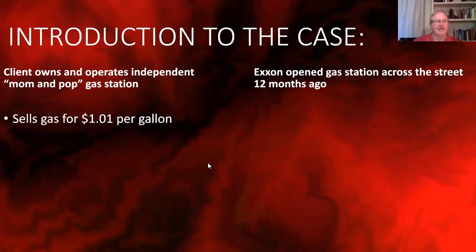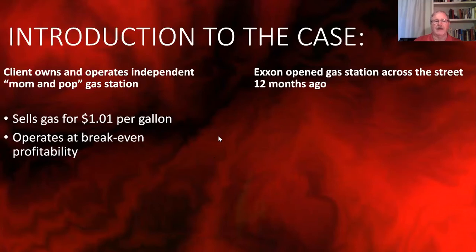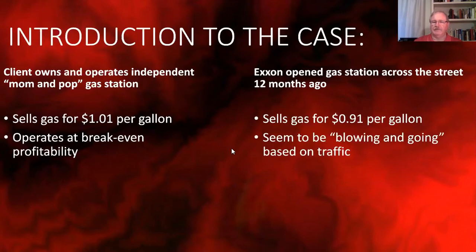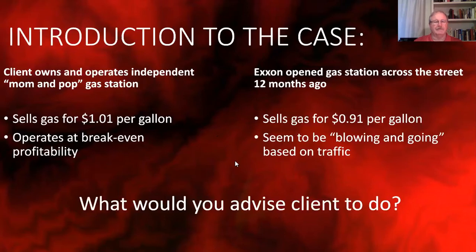Now, for the mom and pop gas station, they're selling gas for $1.01 per gallon. They operate on a break-even profitability. Exxon can sell gas for 99 cents per gallon. They seem to be booming based on their traffic. What would you advise the client to do?